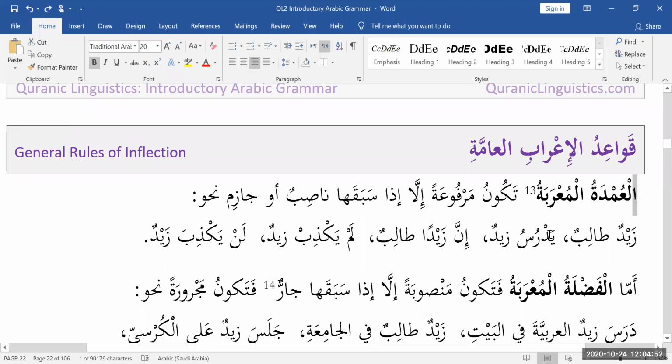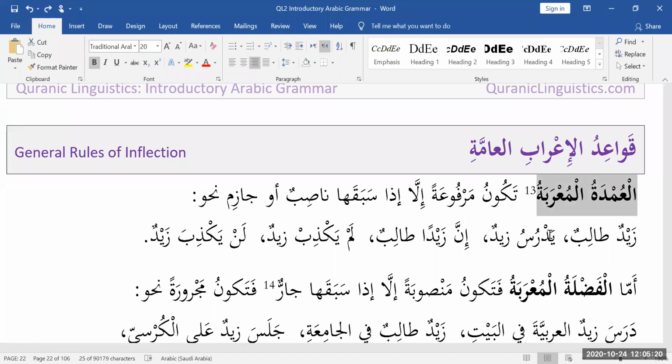Al-Umda al-Mu'raba, the inflected pillar. Takunu marfu'atan. It's in the rafa state. Marfu' means that the word is in the rafa state. You can see it's the same root. So if a word is in the rafa state, the word is said to be marfu'. So al-umdatul mu'raba, the inflected pillar.